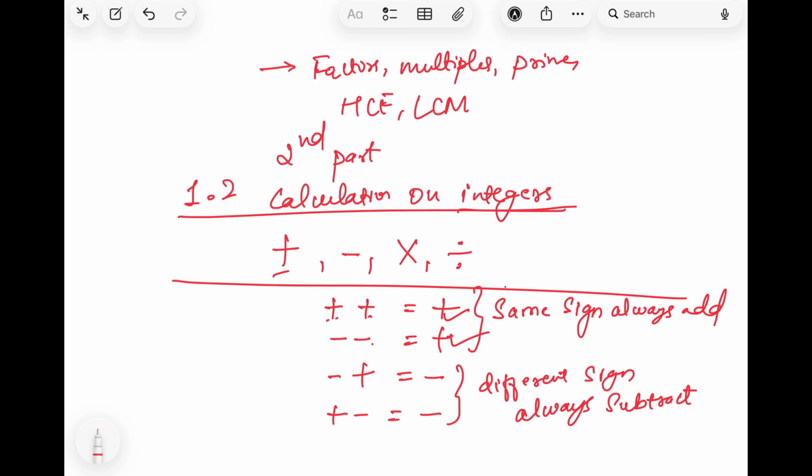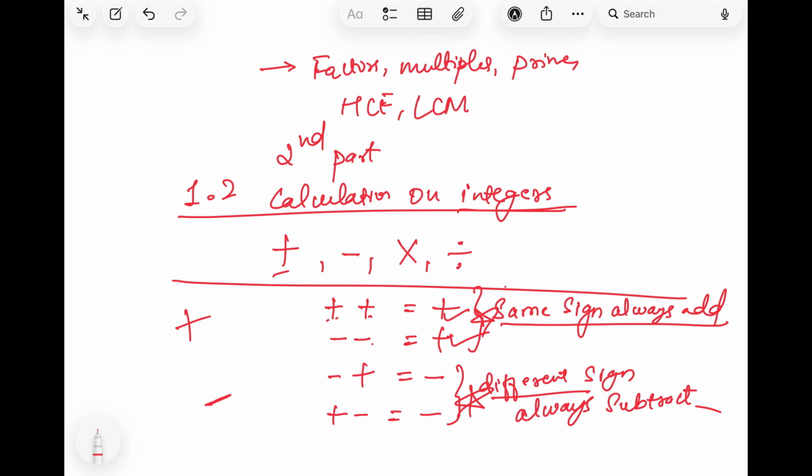If you remember these two lines, you will be able to solve any question properly. Same sign always add. If two numbers have the same sign, you always add them. And if two numbers have different signs, you always subtract them. Only remember these two lines and you will be able to solve any question on integers.